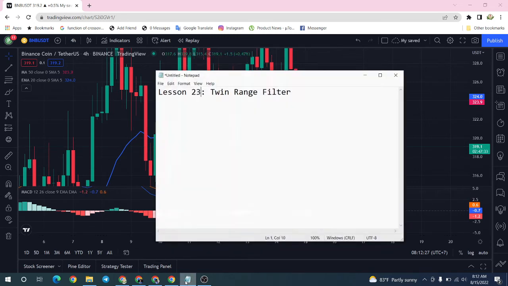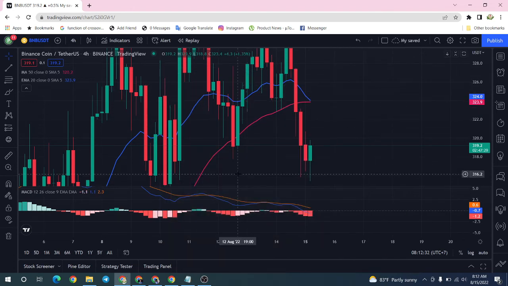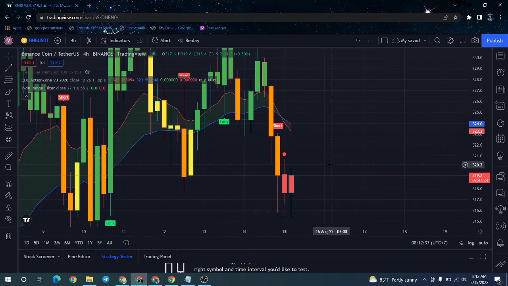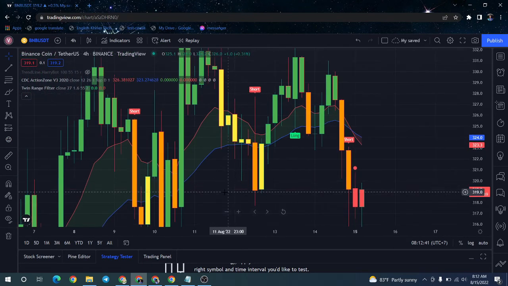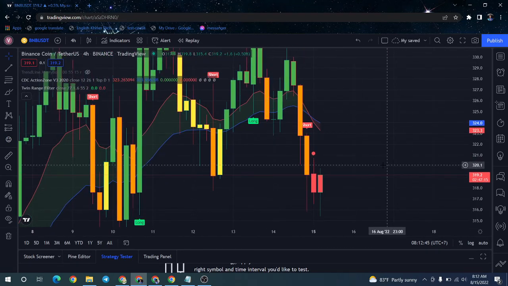In short, the Twin Range Filter is beneficial for futures trading, because we have short and long signals: where to short, where to long, where to short, where to long.